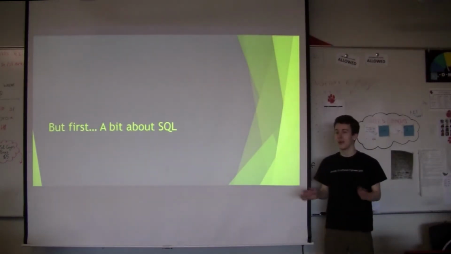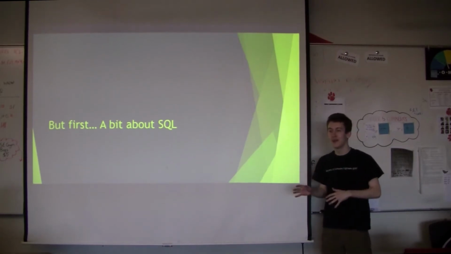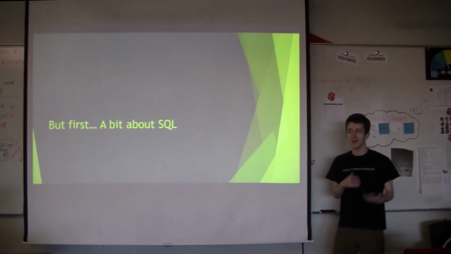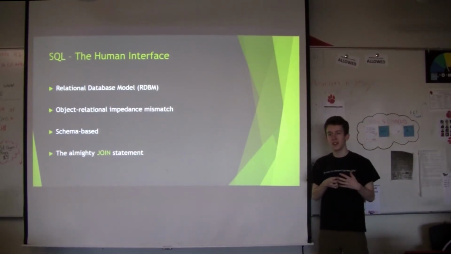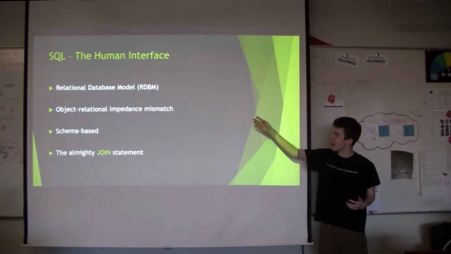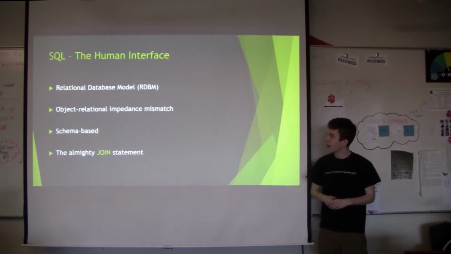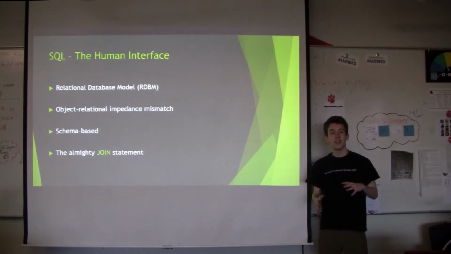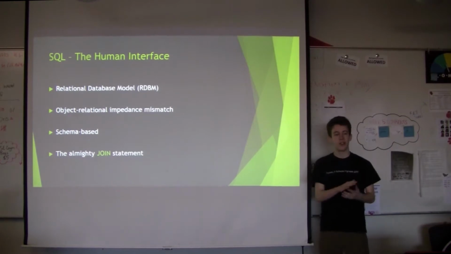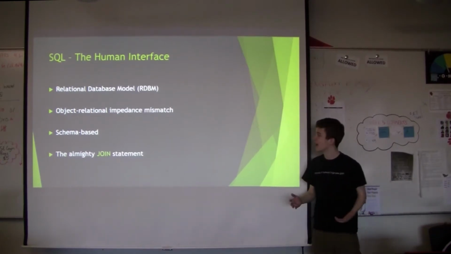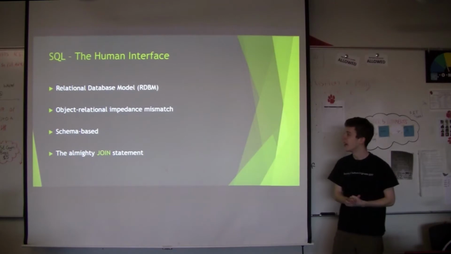But first, a bit about SQL. If we're going to talk about something called NoSQL, we should probably know what SQL is, so we know what it means to not have it. SQL is an interface for talking to relational databases. The relational database model basically means that you normalize all of your data and then include references to them, so that when you update one thing, it's updated everywhere. And we'll see that in tables in a little bit.